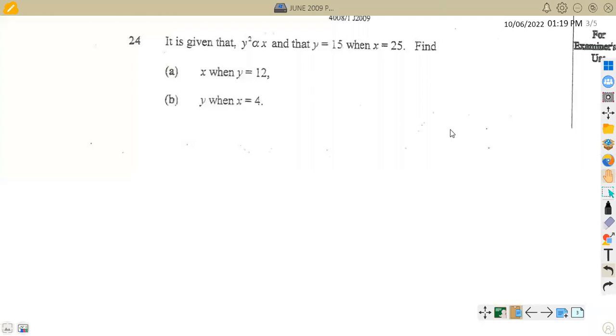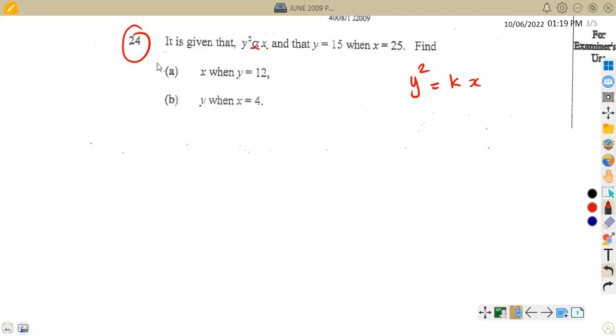On number 24, we are now given here that y squared varies directly as x. Okay, so this direct variation that you are just given, y squared varies directly as x. So you just introduce a constant, so y squared is equal to kx. Then you are given the value of y, find whatever that you be given.